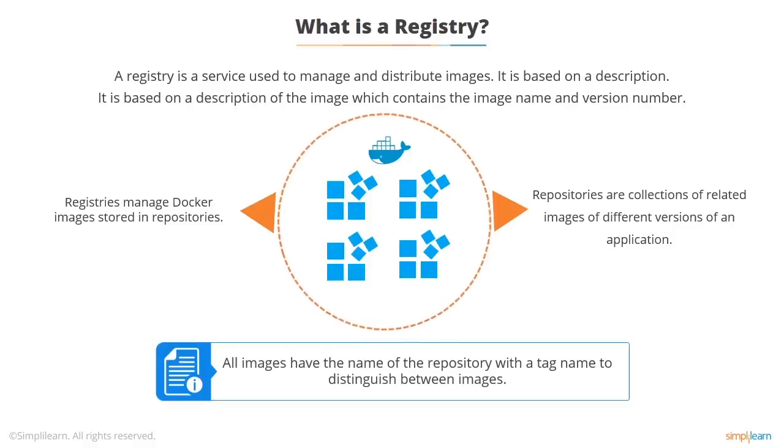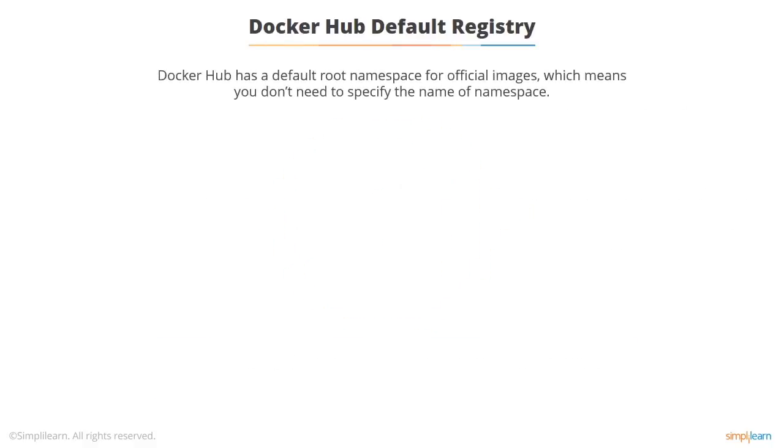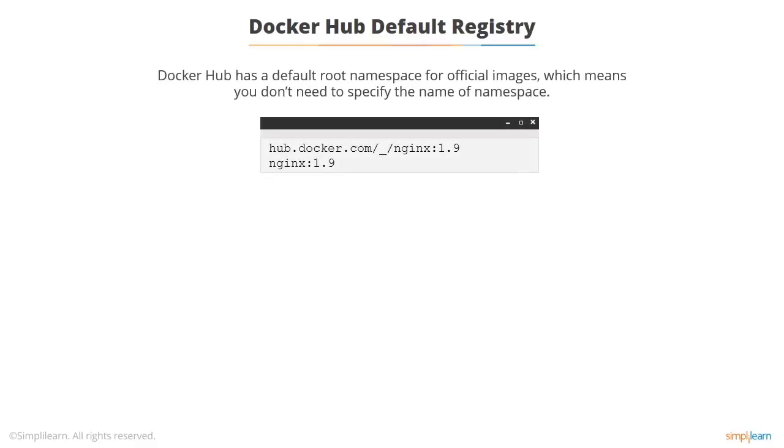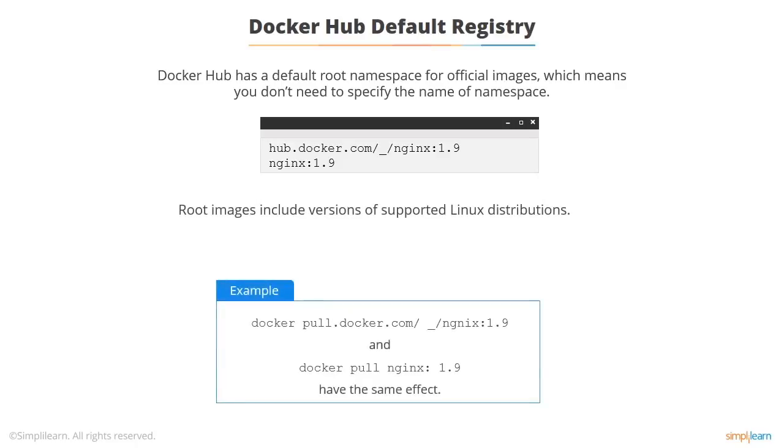Docker Hub is the default registry. Docker Hub has a default root namespace for all official images, so you don't need to specify the name of the namespace to get to an image. Just use the name of the image; the version number is all that's required. The root images on Docker Hub include versions of supported Linux distributions. All the popular Linux distributions are there at various versions, including the latest version.